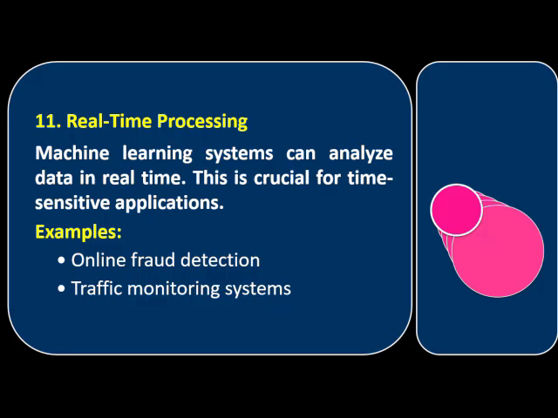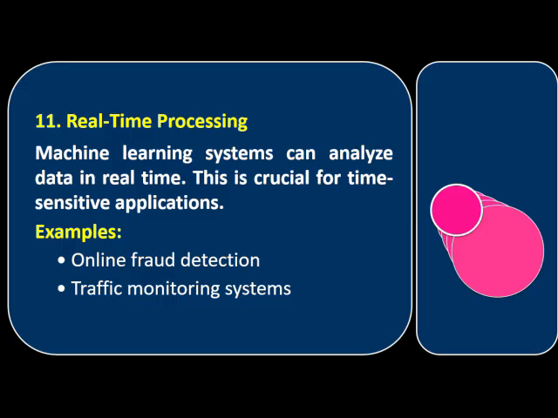So the next one is real-time processing. Machine learning systems can analyze data in real time. This is crucial for time sensitive applications. Examples: online fraud detection, traffic monitoring systems.